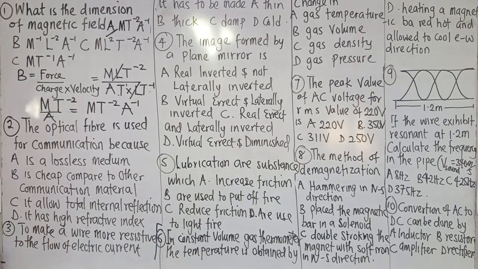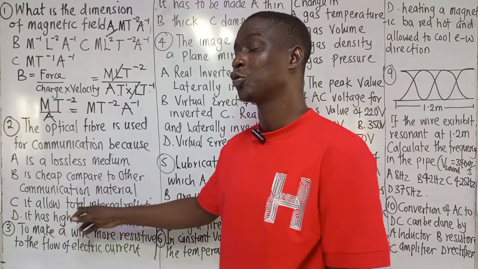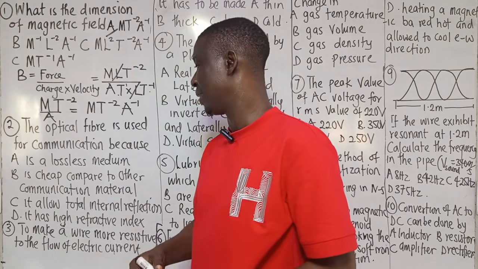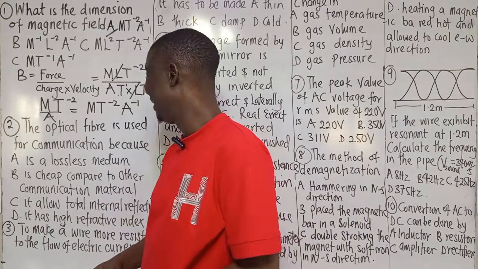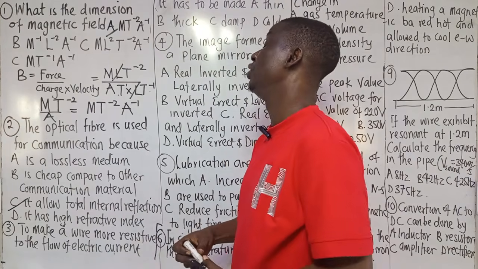Now, let's go to the next question. It says the optical fiber is used for communication because it allows total internal reflection. So it is a lossless medium. It is cheap compared to other communication materials. It allows total internal reflection. Correct. So let's move to the next one.